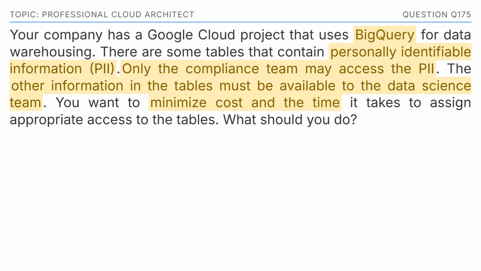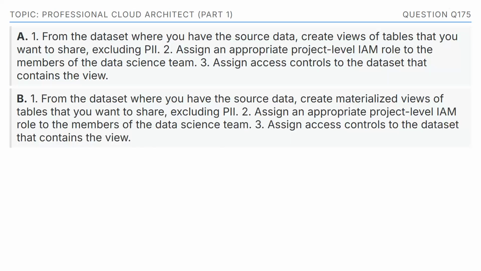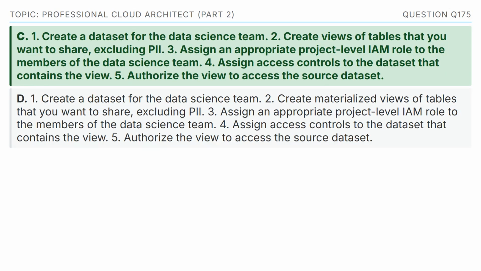To arrive at the correct answer, we focus on the keywords: BigQuery, personally identifiable information, PII. Only the compliance team may access the PII. Other information in the tables must be available to the data science team. Minimize cost and the time. Review the options on screen. The correct answer is option C, 1.